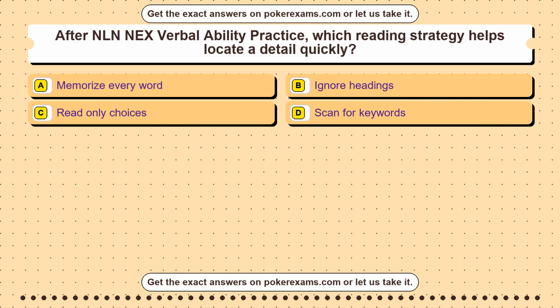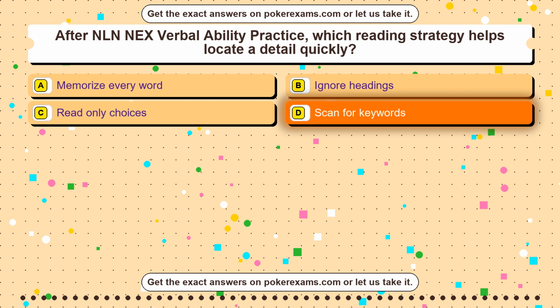Question 26. After get statistics practice, which decimal equals 3/10? Option A 0.3. Option B 3.0. Option C 30.0. Option D 0.03. The correct answer is option D.